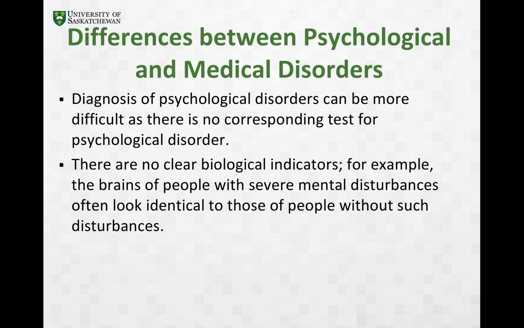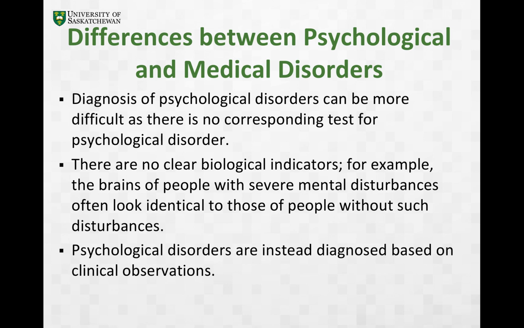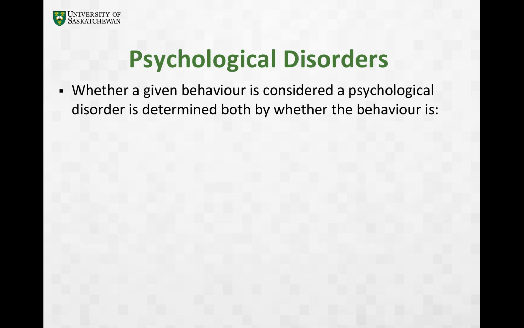For example, the brains of people with severe mental disturbances often look identical to those of people without such disturbances. Obviously, there are some noticeable differences here and there, particularly if the cause of the disorder is something like a traumatic brain injury. But overall, there is no biological test that we can do to say, yep, that's the mental disorder you've got there. Psychological disorders are instead diagnosed based on clinical observations, detailed note taking, and detailed case history evaluation, as well as some rating scales and tools that we can use. But overall, it's very much an observation-based diagnosis.